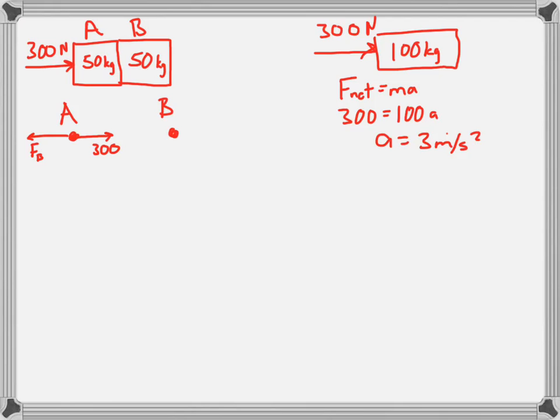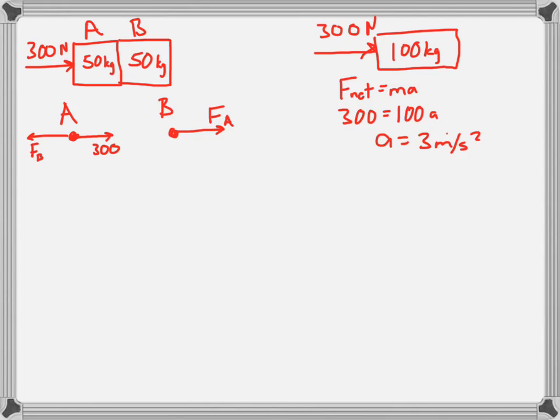Now let's go on to box B here. Okay, now box B, the only force it experiences is the normal force that box A is exerting on it. So we would say that this is F sub A. And that's the only force that's being exerted on box B, as long as we can assume that we are on a frictionless surface, which I'm going to assume.